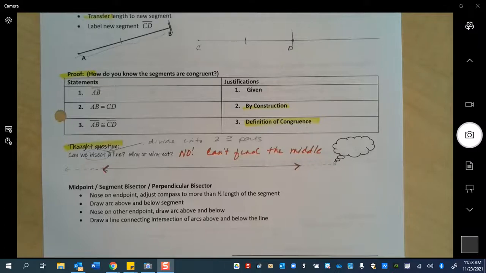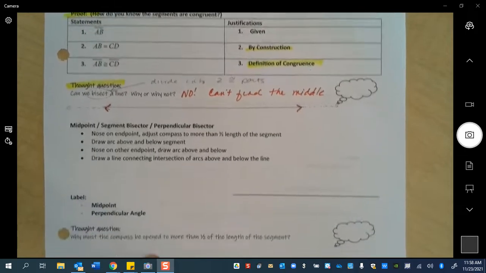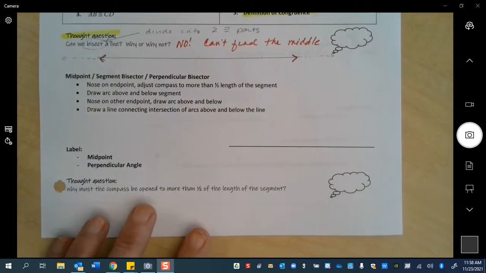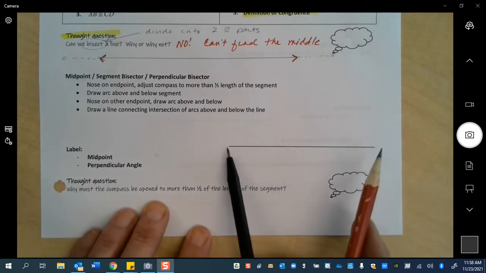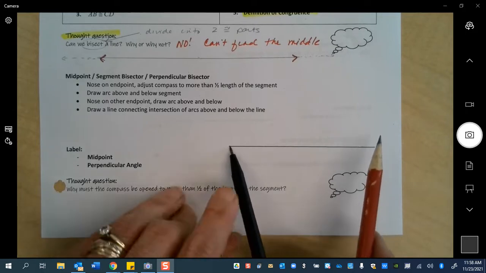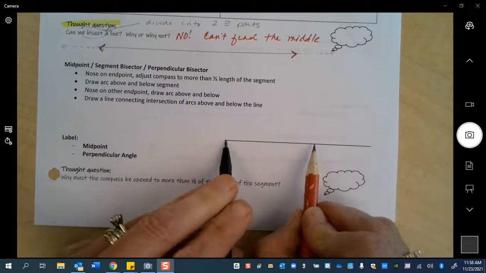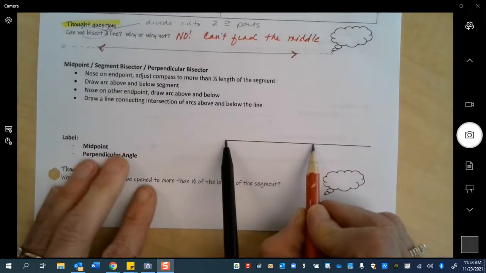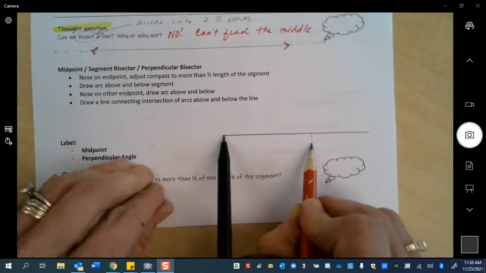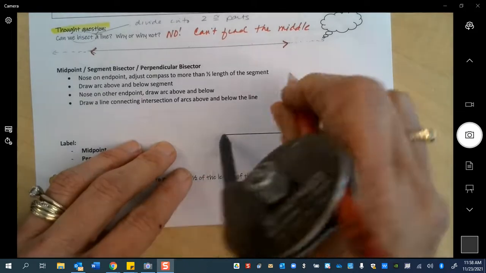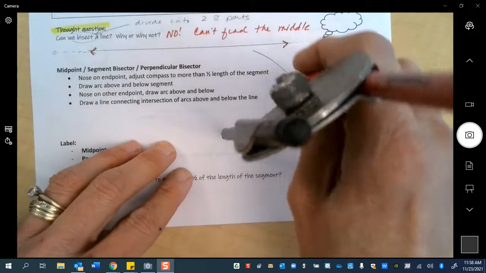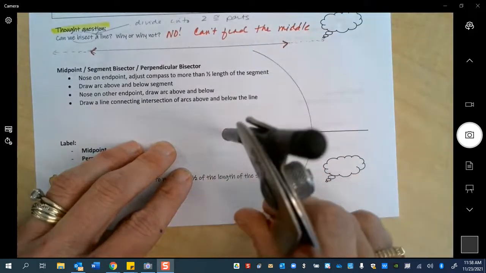All right, so next up is finding the midpoint, our segment bisector, or a perpendicular bisector. We want to put the nose on the endpoint, and you have to adjust the compass so that it is open more than half of our line segment. You're going to draw an arc above the line segment and below the line segment.